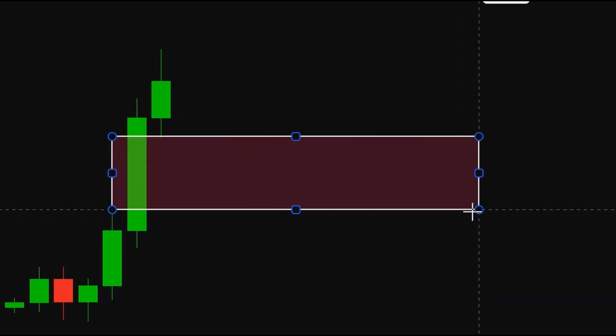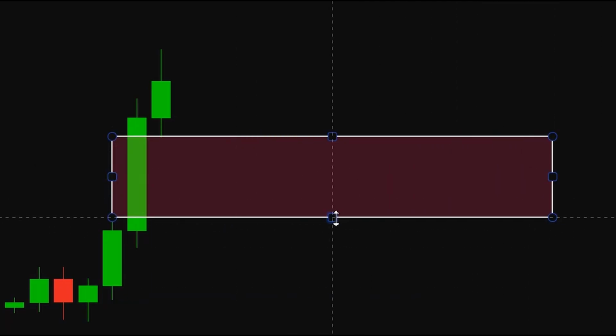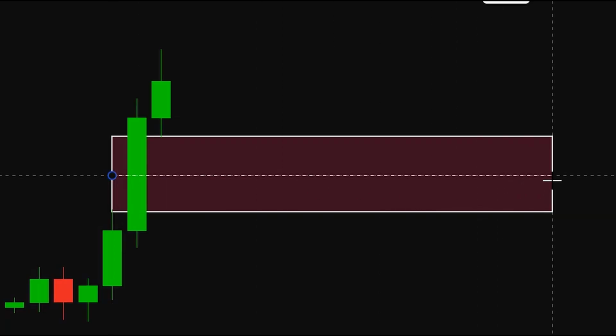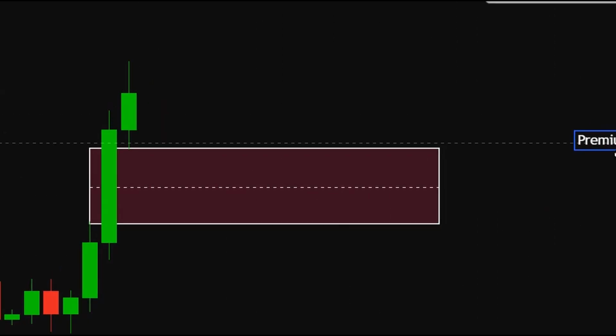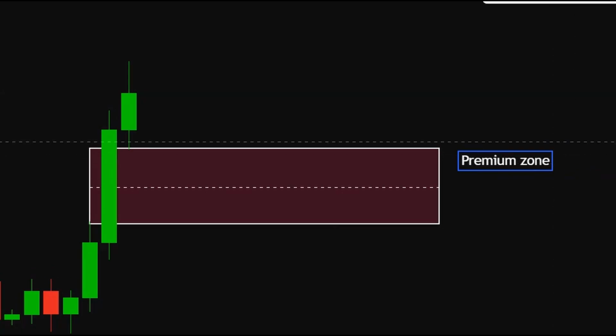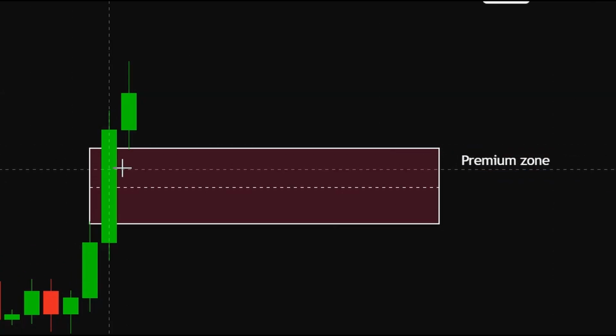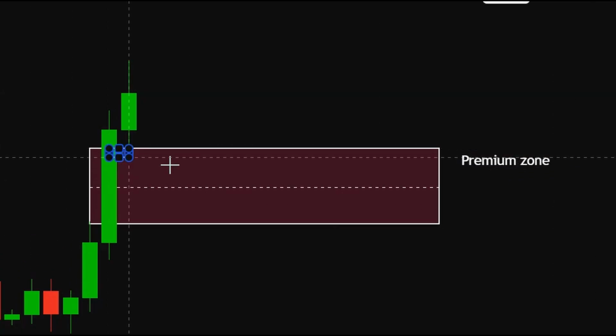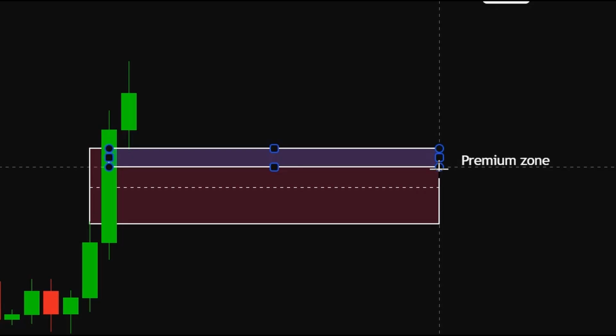Here's something most traders never even notice. Every single FVG has 3 critical zones. And misunderstanding these is exactly why most people lose money on so-called FVG setups. First, the premium zone. This is the expensive side of the gap. For a bullish FVG, it's the upper boundary. For a bearish FVG, it's the lower boundary.